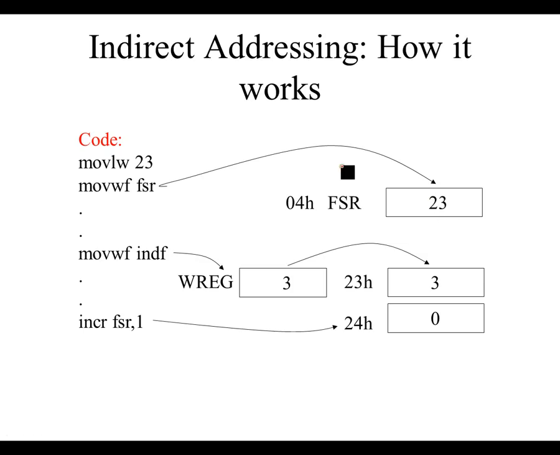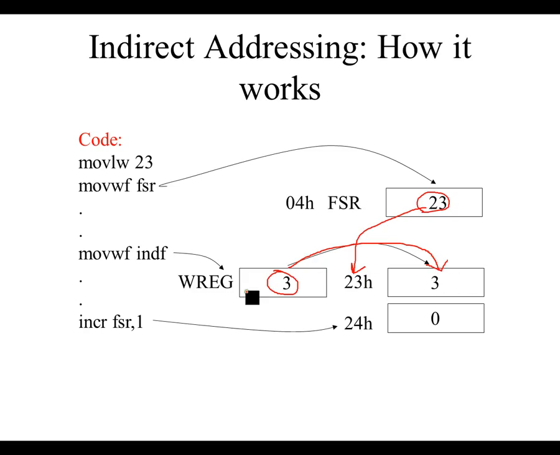So the file select register is 23. It's pointing to this address 23. So this data of 3 is going to go into whatever this is saying. So if this is 24, it's going to move it into 24. But in this case, it's 23, so it's going to move it into this location of 23. So that's how it works.